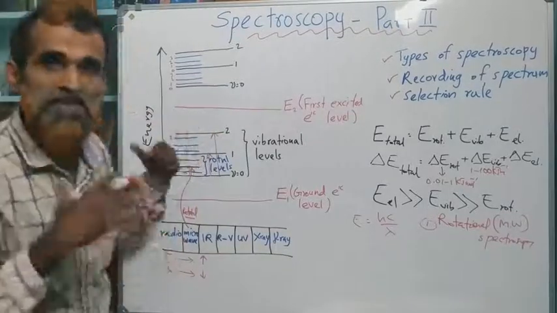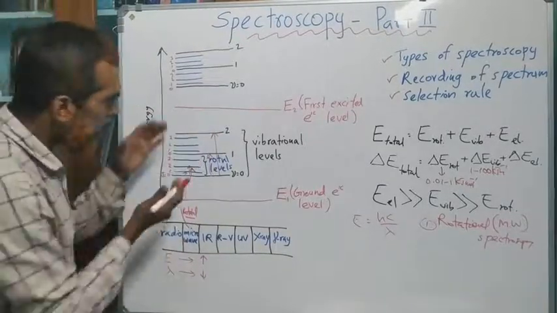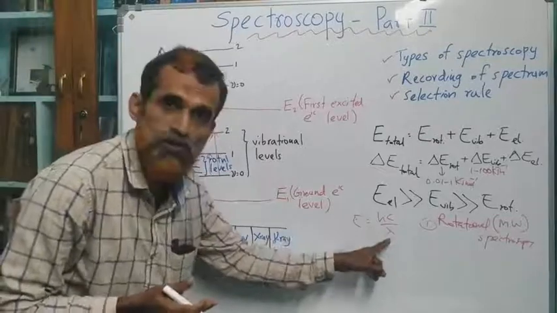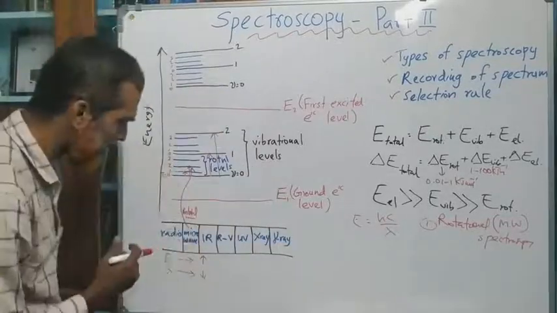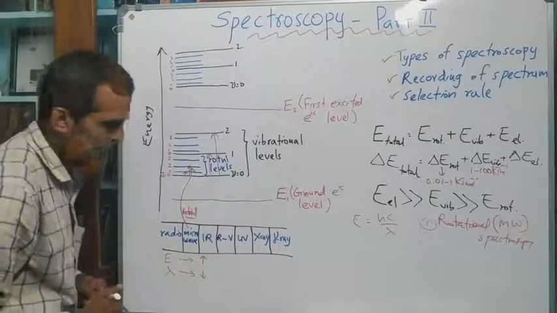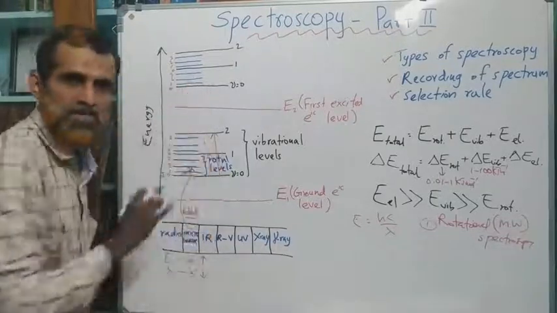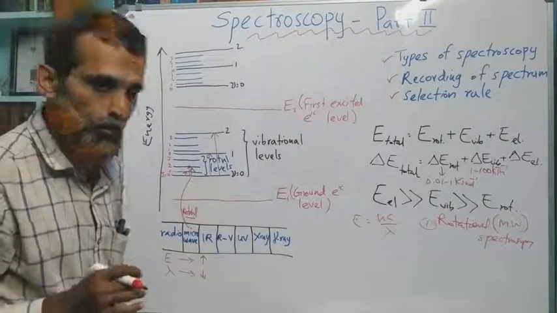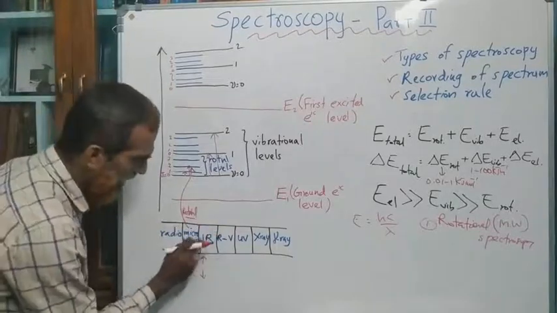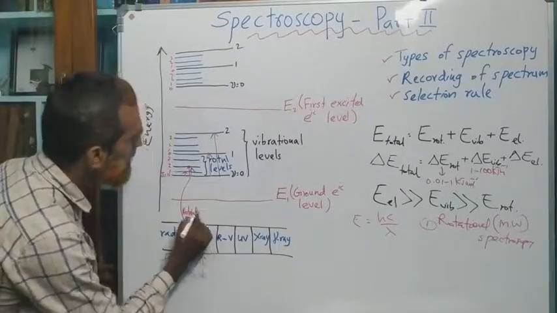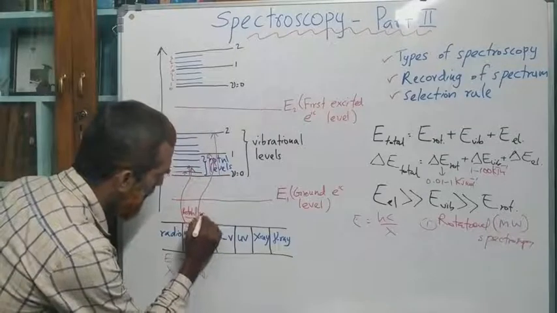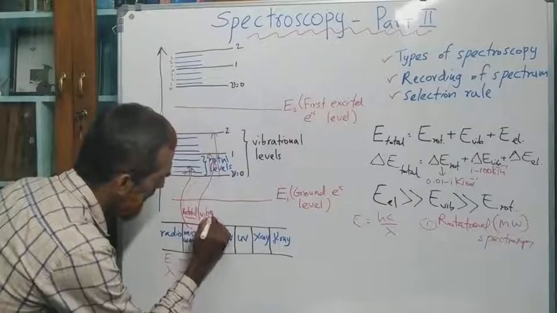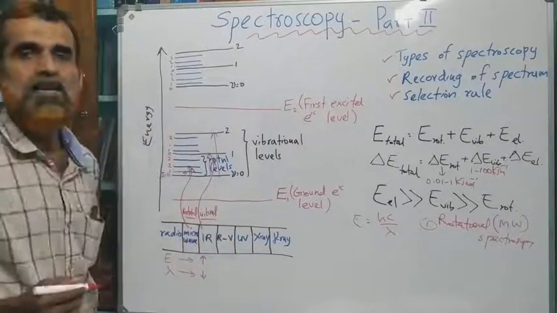This much, so the energy is larger, right? So when energy is larger, wavelength is smaller. So we need a radiation which is smaller in wavelength. It is interesting that for vibrational transitions, we are using IR radiation. So IR is used for this transition. So we can say this is vibrational spectroscopy, also called IR spectroscopy.